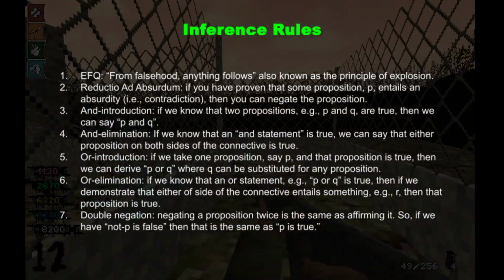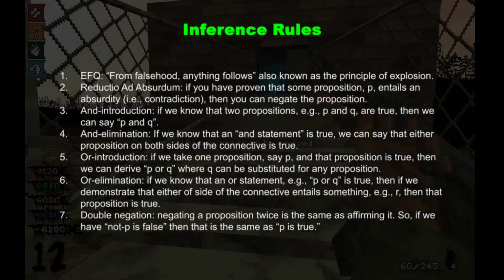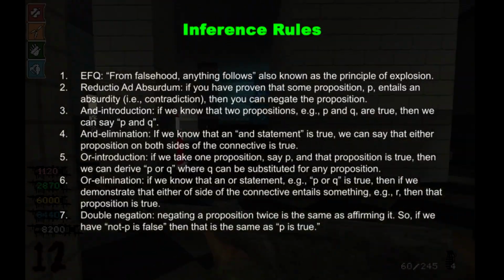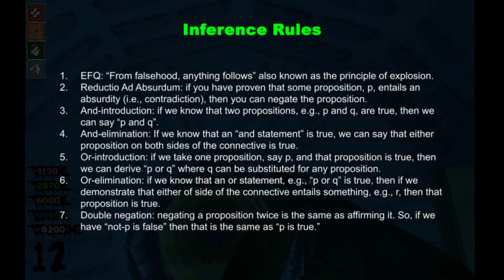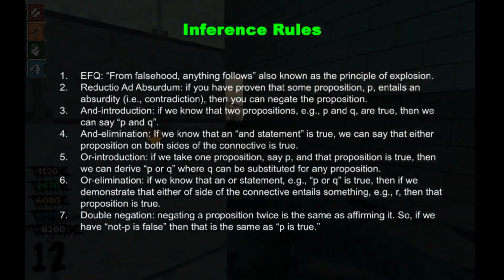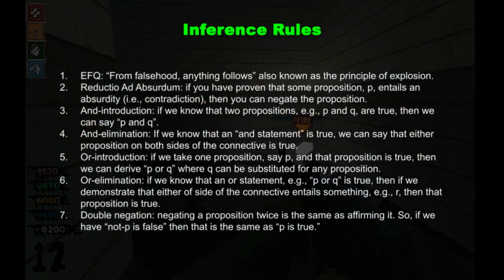Now, the seventh one we're going to cover would be double negation. Negating a proposition twice is the same as affirming it. Remember, if you have a proposition like P, that's just going to be a declaration of some truth claim. Let's say turtles are real. So, that's going to be a proposition.